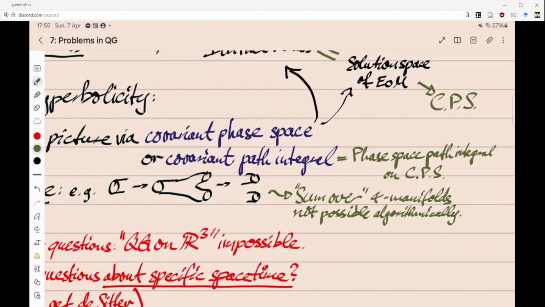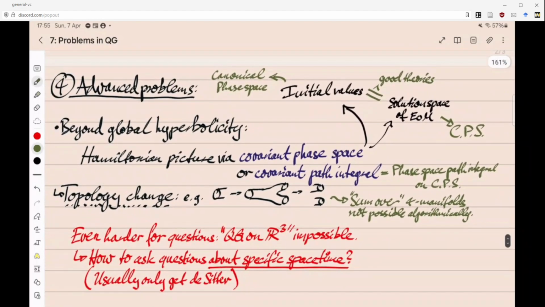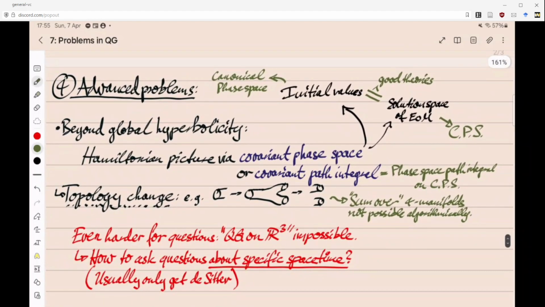So somehow, if you want to do a sum over topologies, you either need to restrict to a set where you can actually perform a sum, or you need to somehow deal with the fact that if you use smooth manifolds, smooth is the key word perhaps, you cannot enumerate them. And so the sum over topologies is not possible.